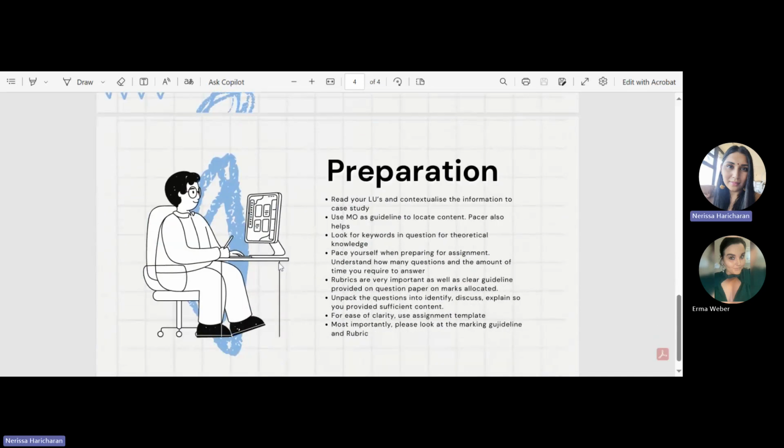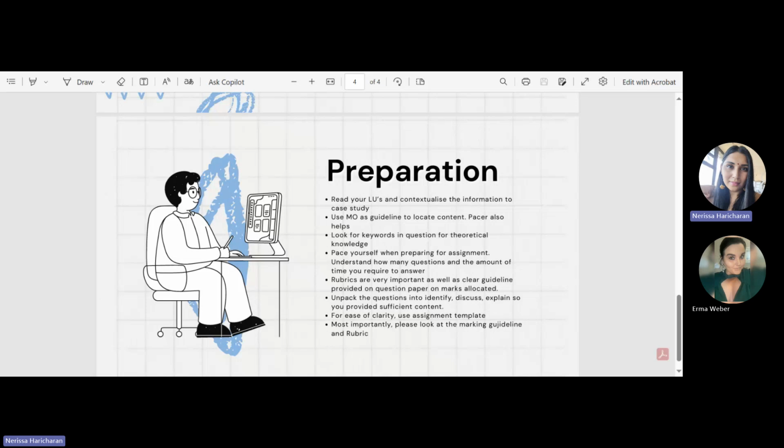Okay. Then it comes to your preparation. Read your learning units and contextualize the information to the case study. I did this for you in the PACER to help you understand where that content is sitting. Keywords are sometimes highlighted or in bold, so make sure you are looking out for that. Pace yourself, as I mentioned, don't procrastinate, understand how much time you need for each question, and then run with it from that perspective. Your rubrics are very important.